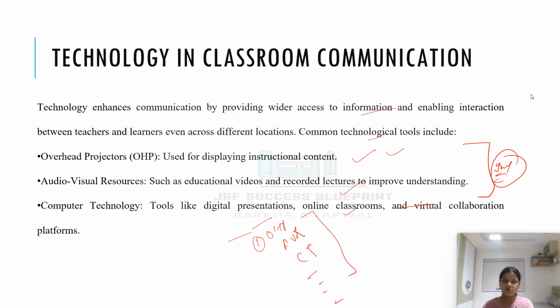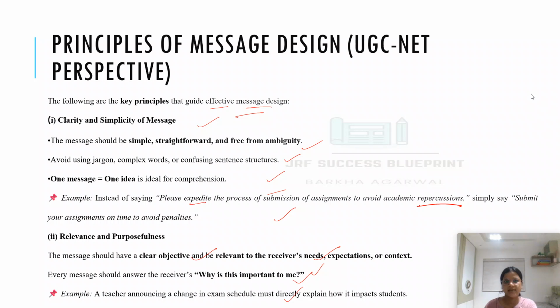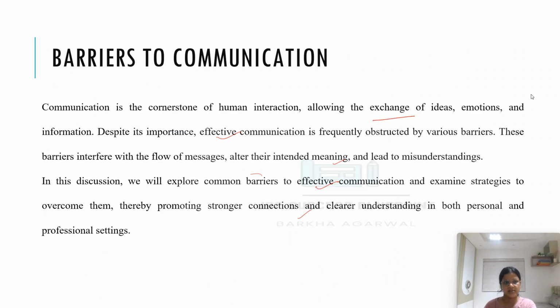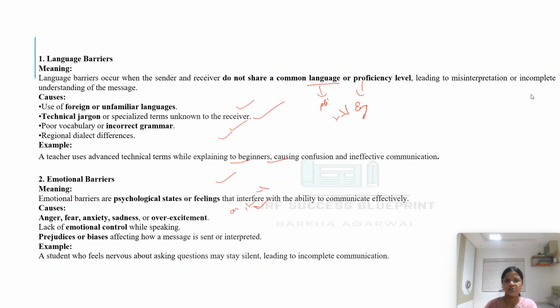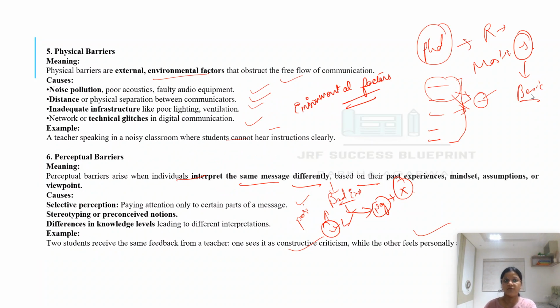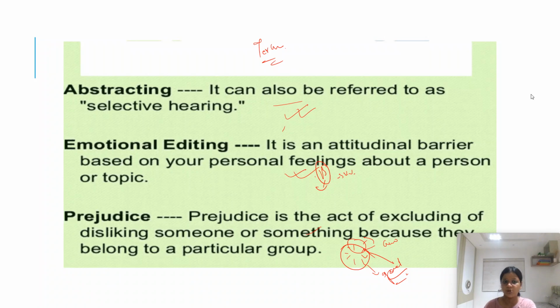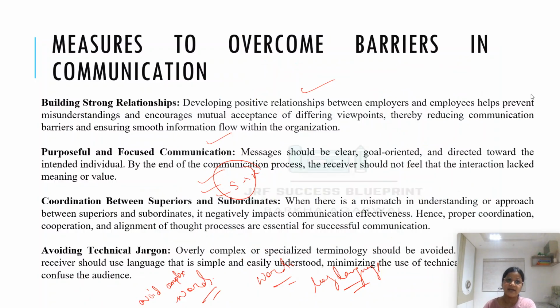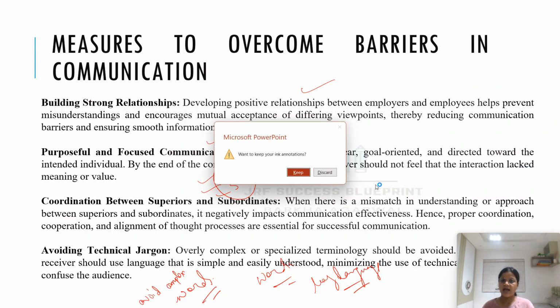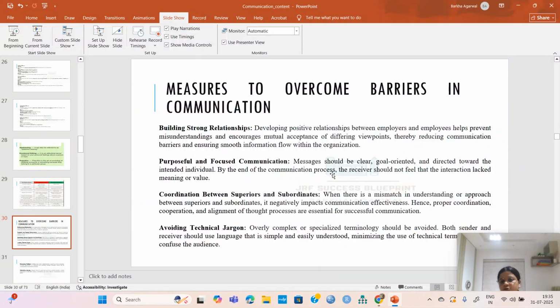I hope you have understood everything. What do you mean by message design, the principles of messages? What are barriers to communication, types of barriers to communication, also the different types of barriers to communication, what is abstracting, emotional editing, prejudice, and how to overcome those barriers. Please give a reading to all this, and if you have any confusion, you can ask me.